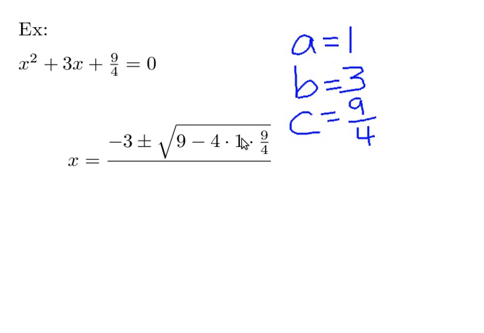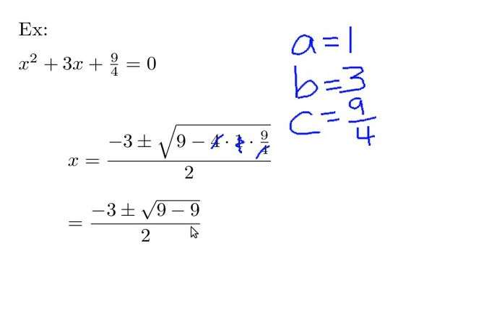So we can ignore this 1 because anything multiplied by 1 is itself. But also notice something else. We have 4 times 9 fourths, so the 4s will cancel. Also still over 2a. Now 2a is going to be 2, so I'm just going to write 2. Okay, so now let's write this as negative 3 plus or minus the square root of 9 minus 9 is what's left, all over 2 still.